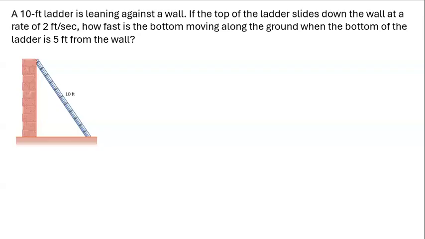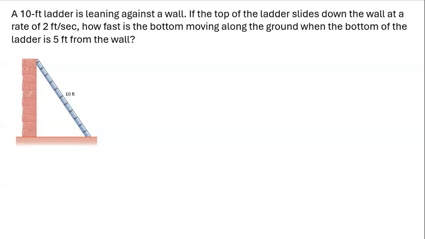In this example, we have a 10-foot ladder that is leaning against a wall. If the top of the ladder slides down the wall at a rate of 2 feet per second, we want to find out how fast the bottom is moving along the ground when the bottom of the ladder is 5 feet from the wall. One of the first things we want to do is draw a diagram to help us model the situation.